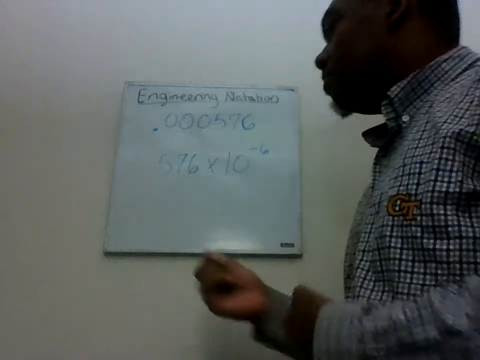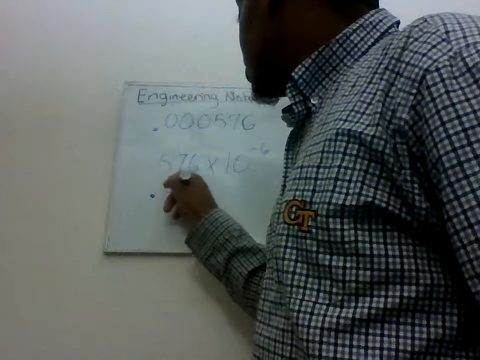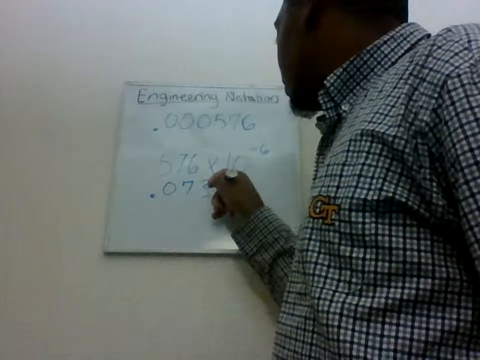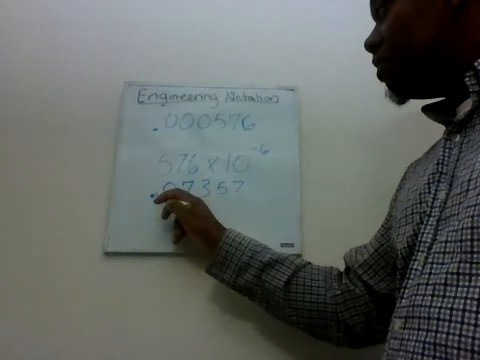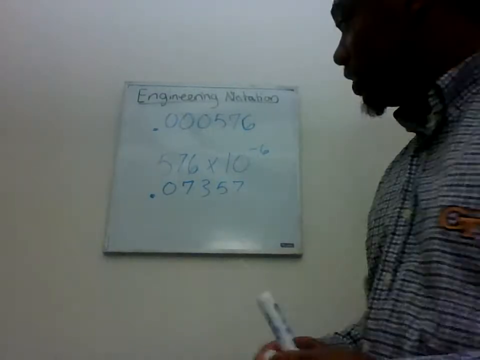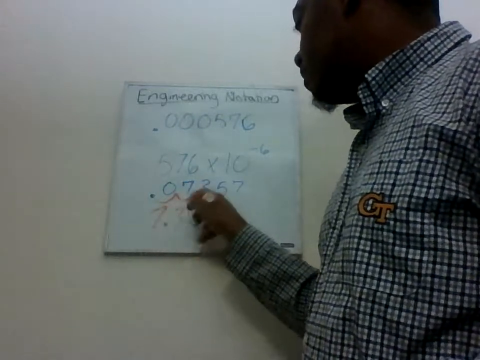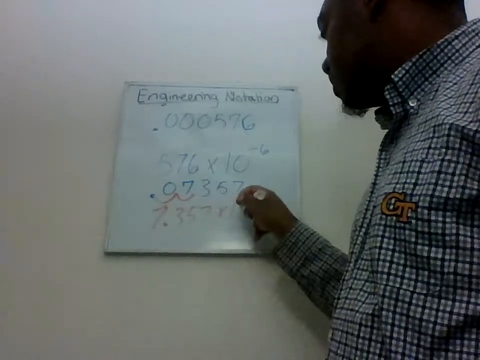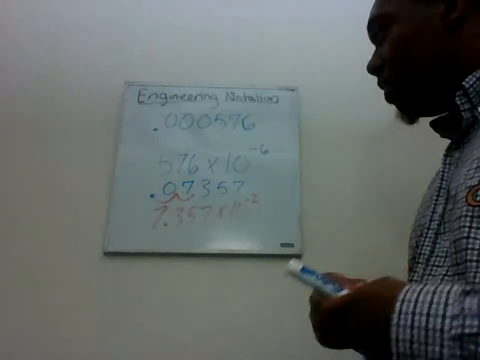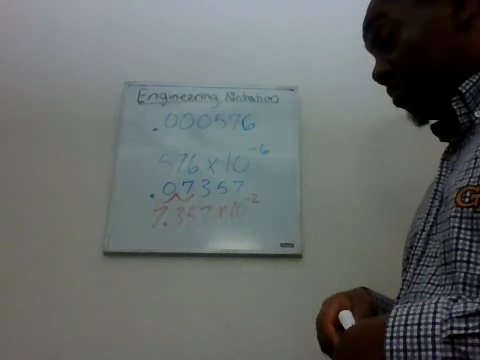So let's give a different example so you can see what I'm talking about. Let's do 0.007357. They would move the decimal over 2 places to start. So first they do scientific notation, 1, 2, and they would get 7.357 times 10 to the power of negative 2, since we moved it twice. And they say, okay, that is not a multiple of 3.